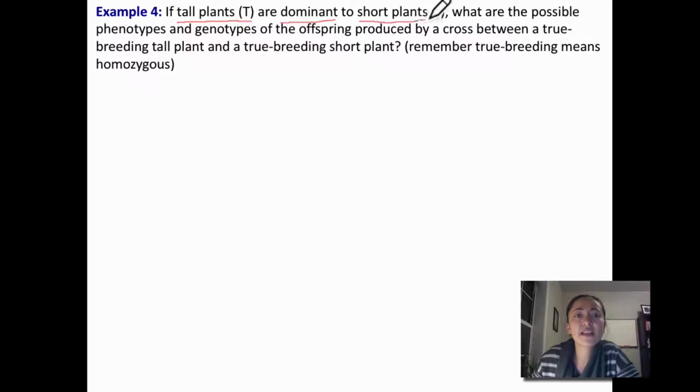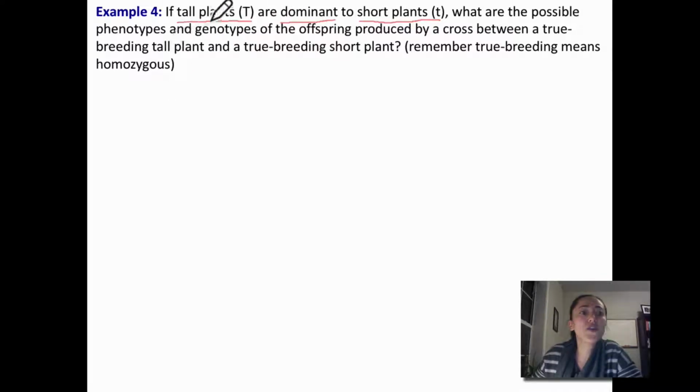So here we're looking at the trait for plant height. And there's two variations in plant height. They could be tall or short. So these are the two different variations of a gene we could have. We could have a gene that causes them to be tall or a gene variation that causes them to be short.